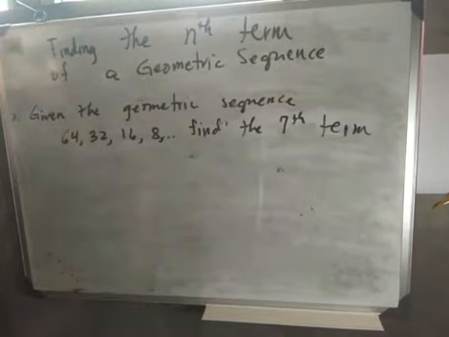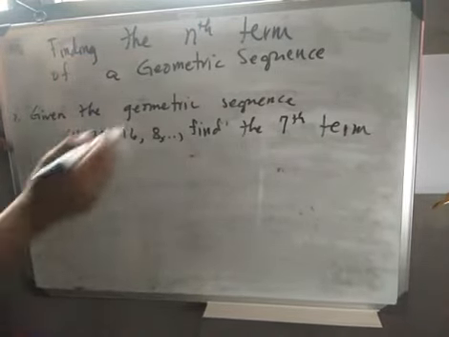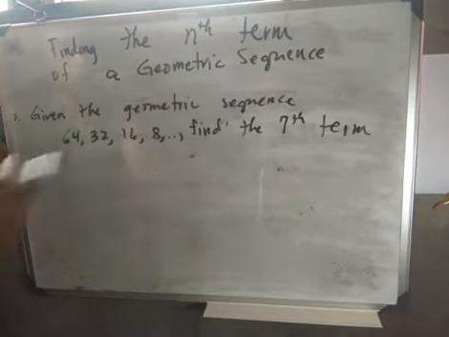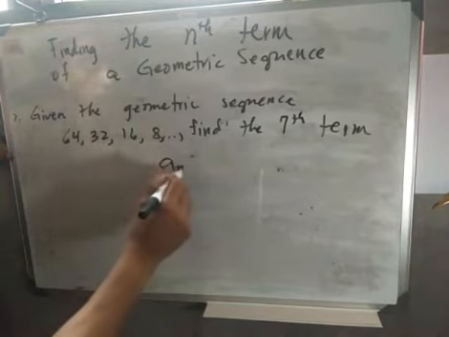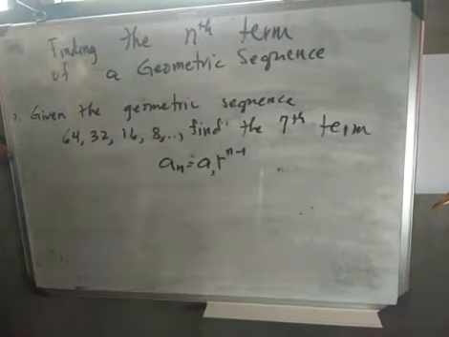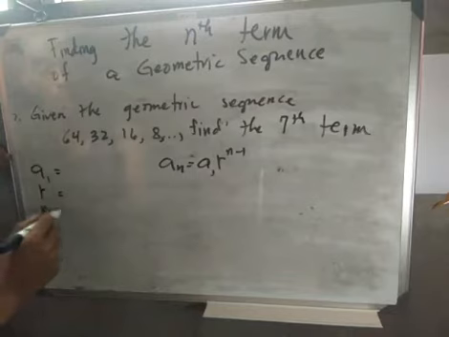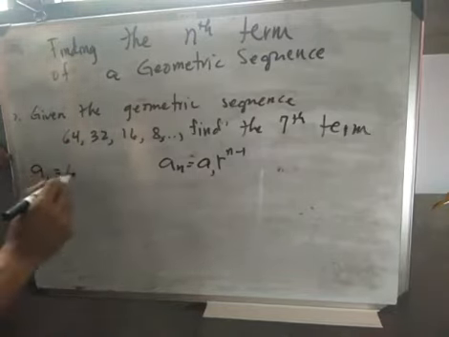So let's consider the second example. Given the geometric sequence 64, 32, 16, 8, find the seventh term. Okay, so since it is stated already na ito ay geometric sequence, then we can utilize the formula a sub n equals a sub 1 r raised to n minus 1. So let's now have the given or the needed data in the formula. We have the a sub 1, the common ratio, yung n natin, and syempre yung ating a sub n. So, the first term, that is 64.